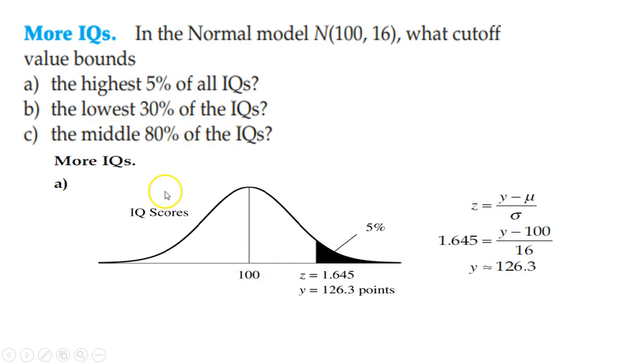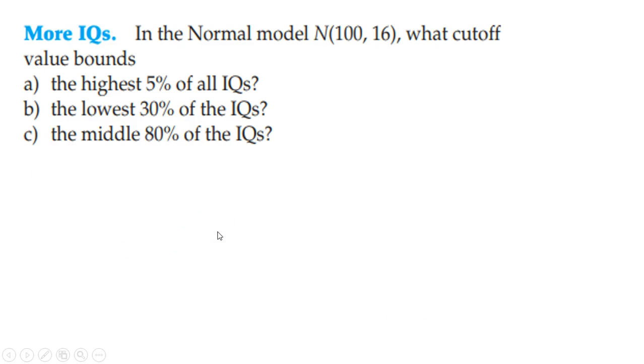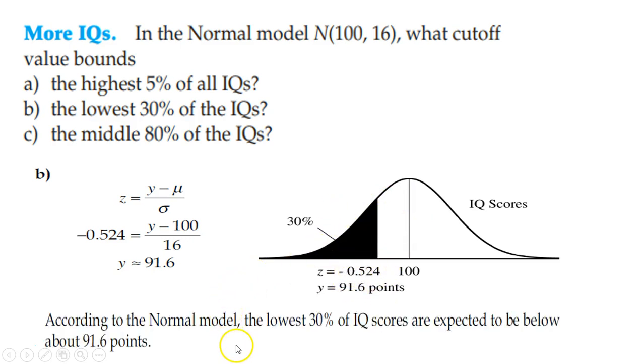To find the low 30%, now that's just inverse norm 0.3, but now comma 100, comma 16 for the standard deviation, and I would get 91.6 right away. Again, if they wanted the z-score, I would just do inverse norm 0.3, or inverse norm 0.3, comma 0, comma 1, whichever one works, and then I would get my z-score for that. So according to the normal model, the lowest 30% of IQ scores are expected to be below 91.6.